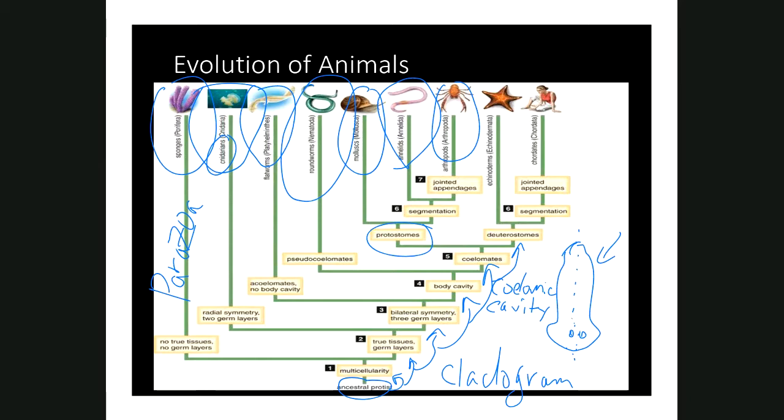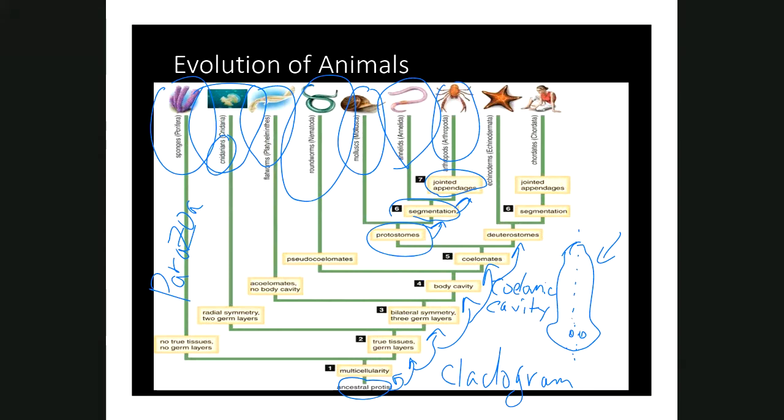Right? And it's nice to note that among the protostomes, segmentation arose, as well as jointed appendages. Right? So an earthworm does not have a jointed appendage. It doesn't have joints that help for the movement of certain limbs, for example. It's just one large soft-bodied animal.